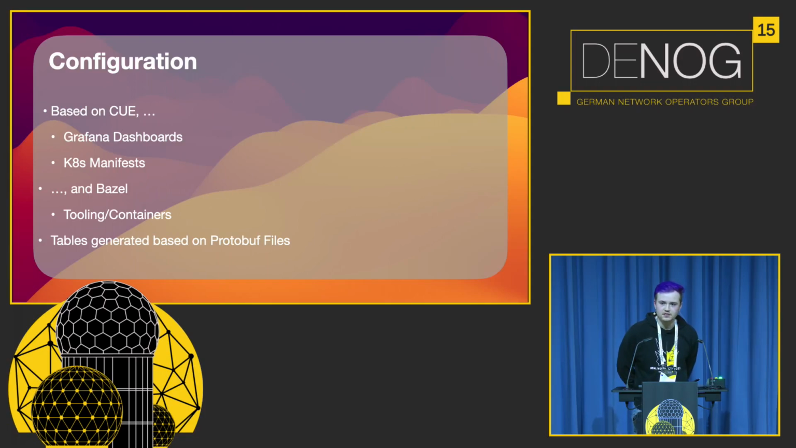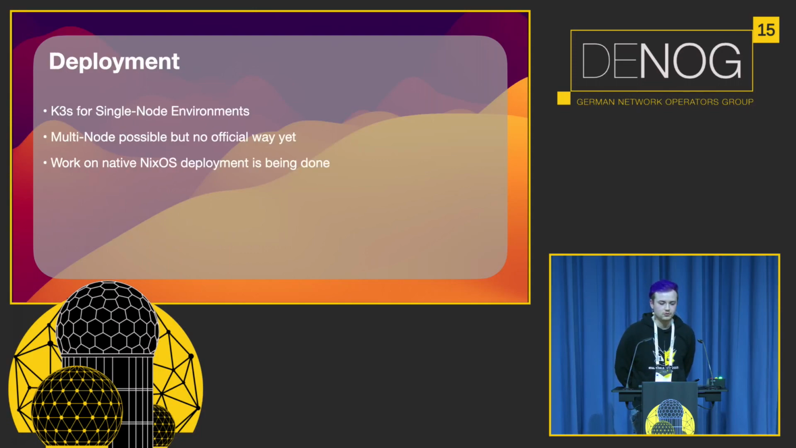All the containers, like the reconciler for the SQL tables and sources for things like BGP data, are generated with Bazel, and everything is based on the protobuf files. So everything you have in NetMeta is just based on static files in the repository. When you change something, you can just say, I want to redeploy, and everything is rebuilt based on these configs. So you don't have any different state between your infrastructure and your configuration tools.